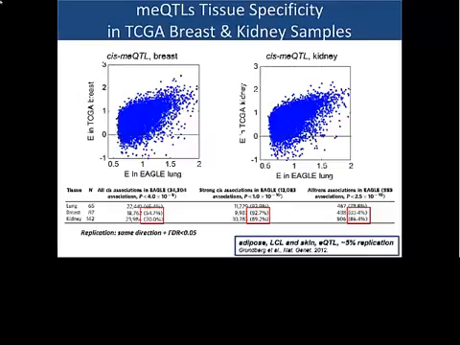Our study shows that the genetic control of DNA methylation shows little heterogeneity across different tissues, which is important because we can use this information to borrow strength across different tissues to increase the power to detect the methylation QTLs if we were able to combine different tissue samples.